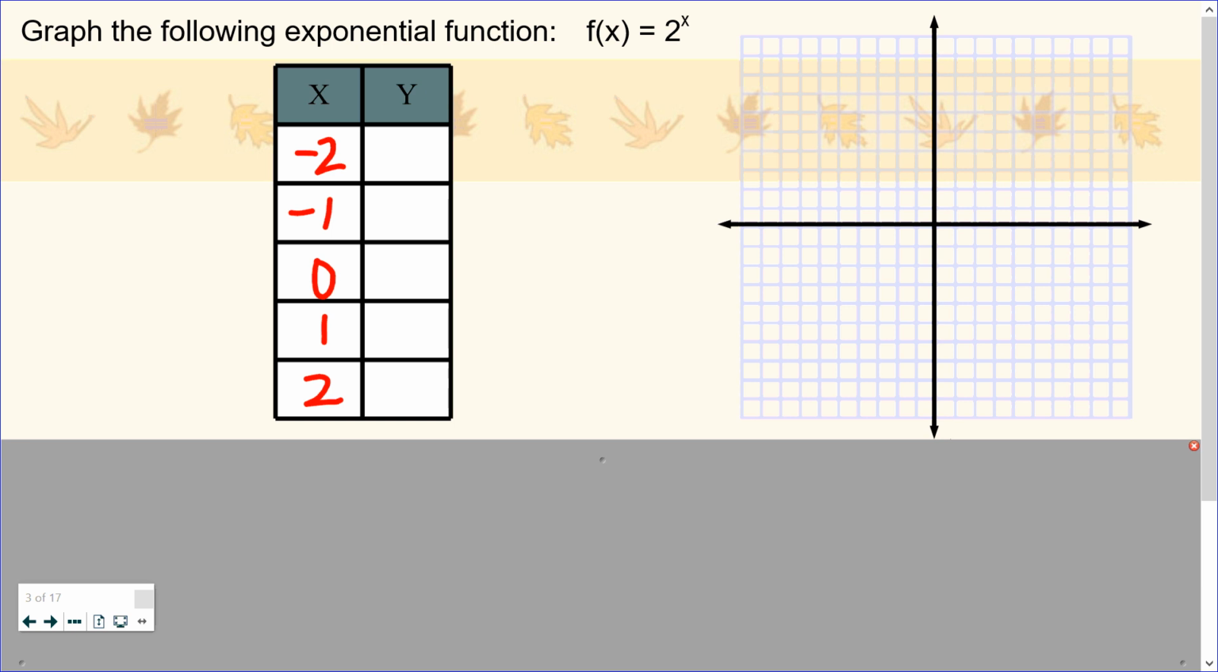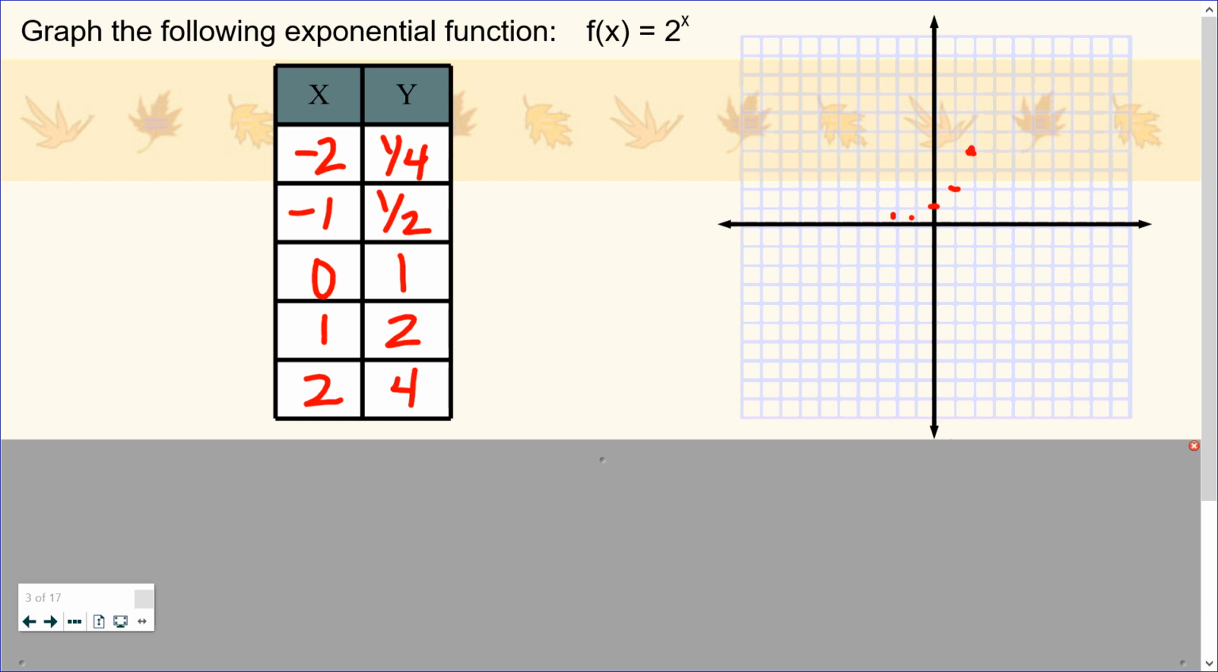I'm going to use -2 because it gives me some negatives, positives, nice pretty numbers to work with. You should be able to do this in your head. 2 to the -2nd power will be what? 1/4. 1 over 2 squared. 2 to the -1st, 1/2. 2 to the 0. Anything to the 0 power is what? 1. 2 to the 1st is 2, and 2 squared is 4. So let me go ahead and plot these. At -2, I'm at 1/4. At -1, 1/2. At 0, 1. At 1, 2. At 2, 4.